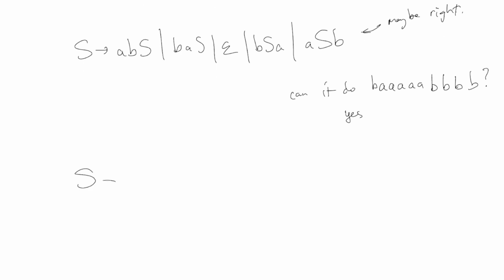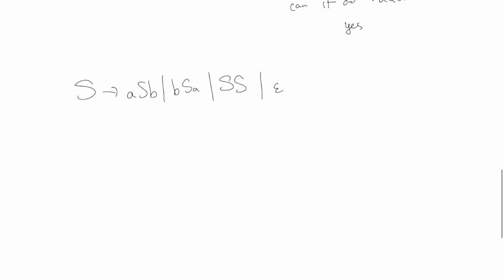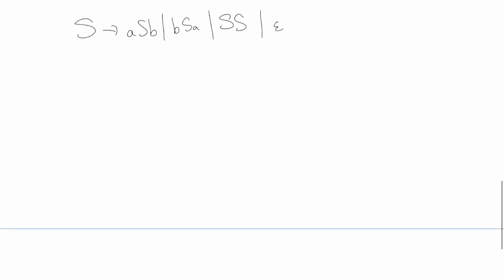This is the answer that I came up with, which I am convinced is correct: S goes to ASB or BSA or SS or epsilon. Putting SS there allows you to break down the string sort of in blocks. So for example, for this one, forget the previous example because I'm not totally sure if it works. But for this one, let's derive A, B, B, B, A, B, A, B, A.